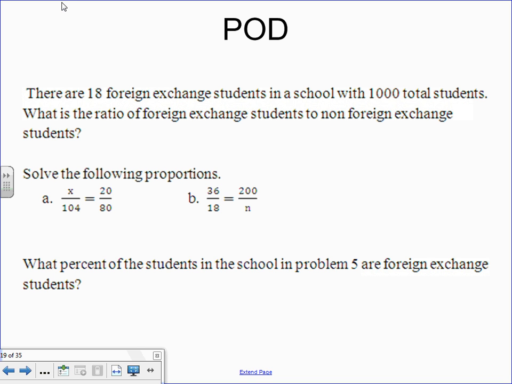Okay, the first one, there are 18 foreign exchange students in the school with 1,000 total students. What is the ratio of foreign exchange students to non-foreign exchange students? Well, the foreign exchange to the non-foreign exchange, there are 18 that are foreign exchange students. Now, if there's 1,000 total, if I take the 1,000 minus 18, that's going to give me 982.